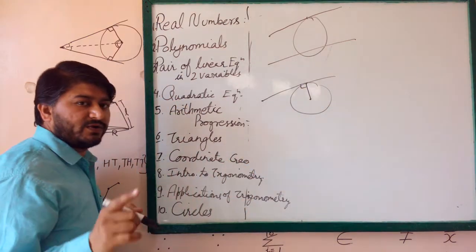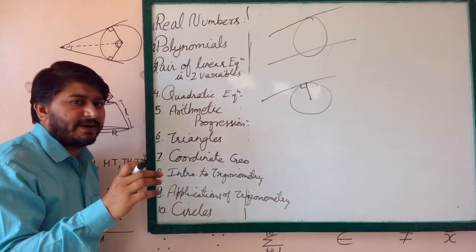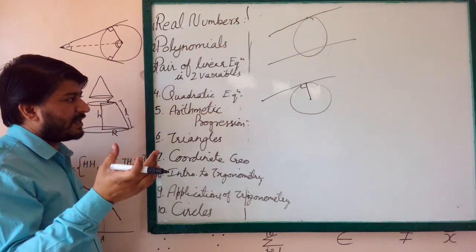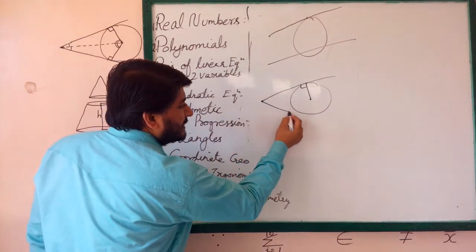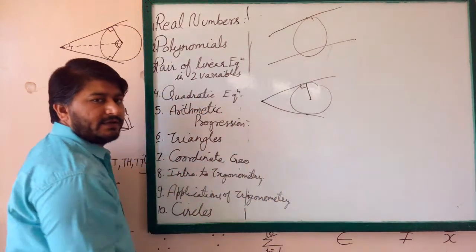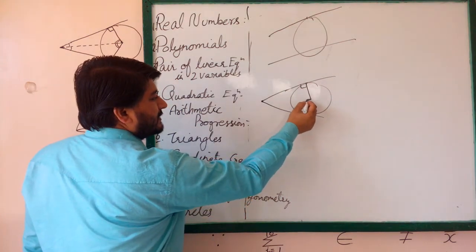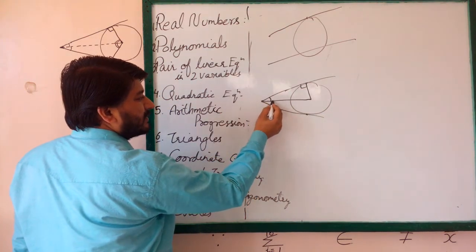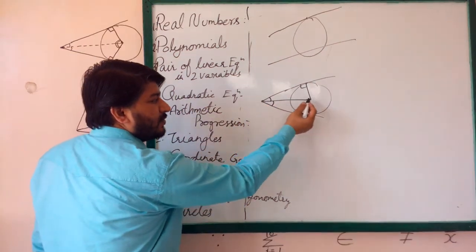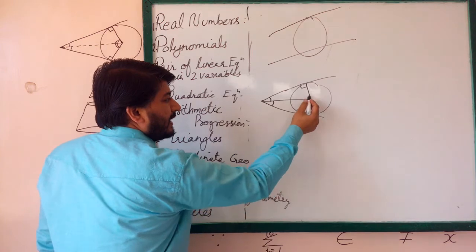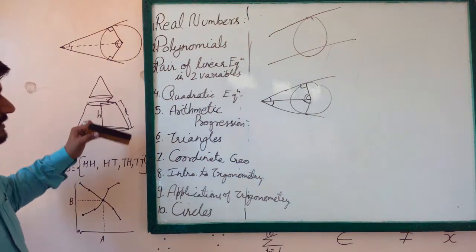There are some theorems that we will be doing. There is only one exercise, with 13 questions in it. It is a small chapter; you can fetch good marks from it. There are some theorems like two tangents drawn from an external point are equal in length. A tangent is perpendicular to the radius. When you draw two tangents from an external point, they make equal angles with the line joining that external point to the center. So these are some theorems that we will be dealing with in this chapter, circles.